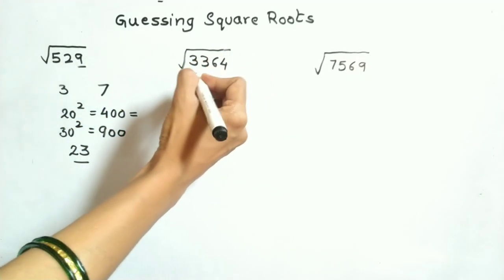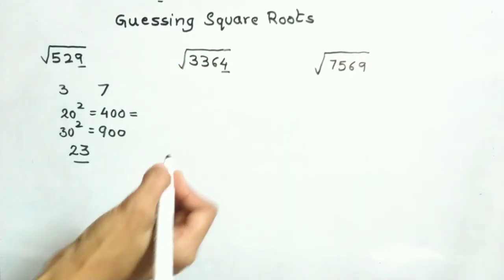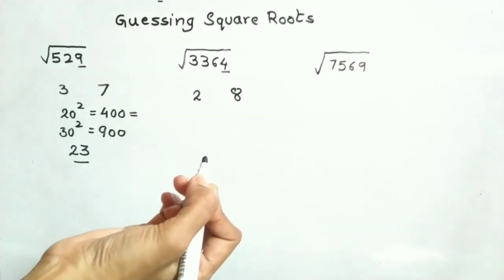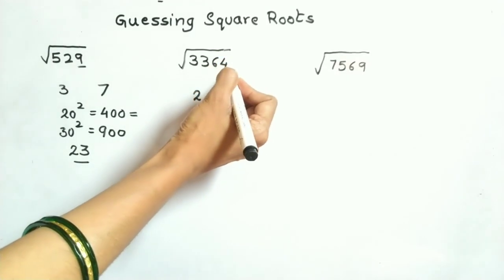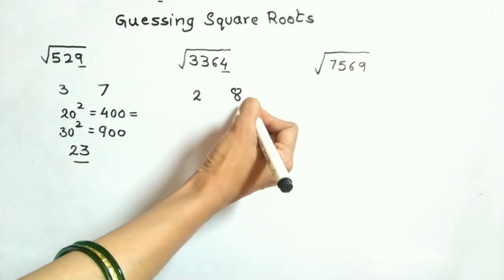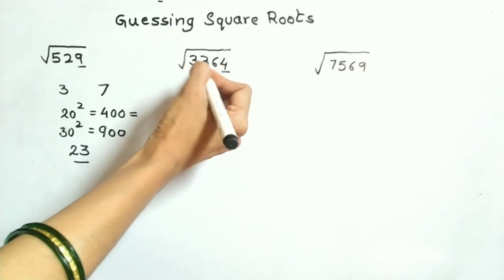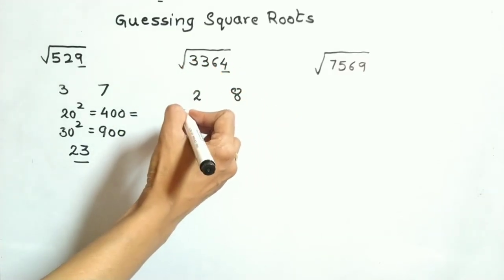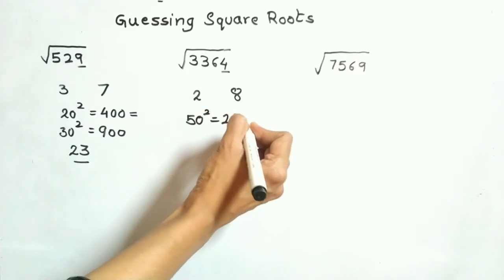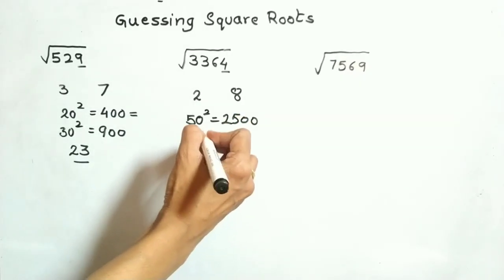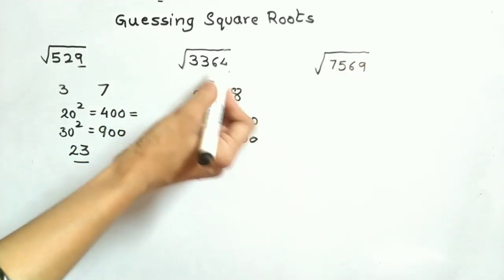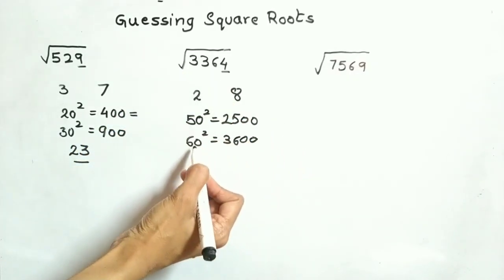Okay. Now let's see the second example. 3364. Now the last digit is 4. Now 2 square is 4 and 8 square is 64. That is, it ends with 4. So now we know that the square root will have the last digit as 2 or 8. Now let's guess where this number will lie. Now here, 5 square is 25. So 50 square will be 2500 and 60 square will be 3600.